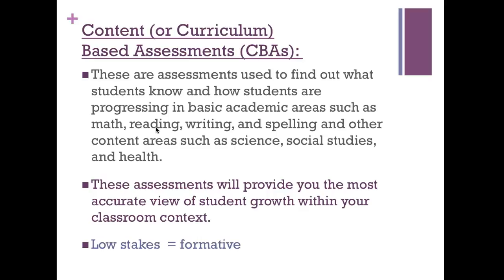So first it talks about different types of assessments that you'll be encountering in schools and using with your students. The first one we're going to look at here very quickly is content or curriculum-based assessments, CBAs, and it's just what it says. These assessments are used to find out what students know and how they're progressing in basic academic areas such as math, reading, writing, spelling, science, social studies, whatever the content is. If you assess it, if you give a quiz, if you use your traditional test items, it's all CBA. So it's basically what you do in the classroom.